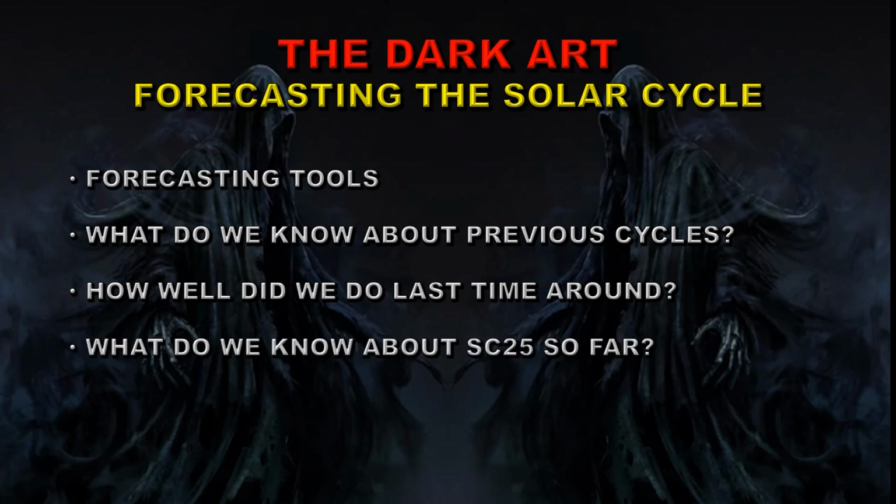What do we know about solar cycle 25 so far? Wait a minute, we're already in solar cycle 25. Solar cycle 25 started in December of 2019, so we've been experiencing it for just over a year now. So what have we learned about solar cycle 25 so far that might indicate whether it is going to be an active cycle or yet another low cycle?